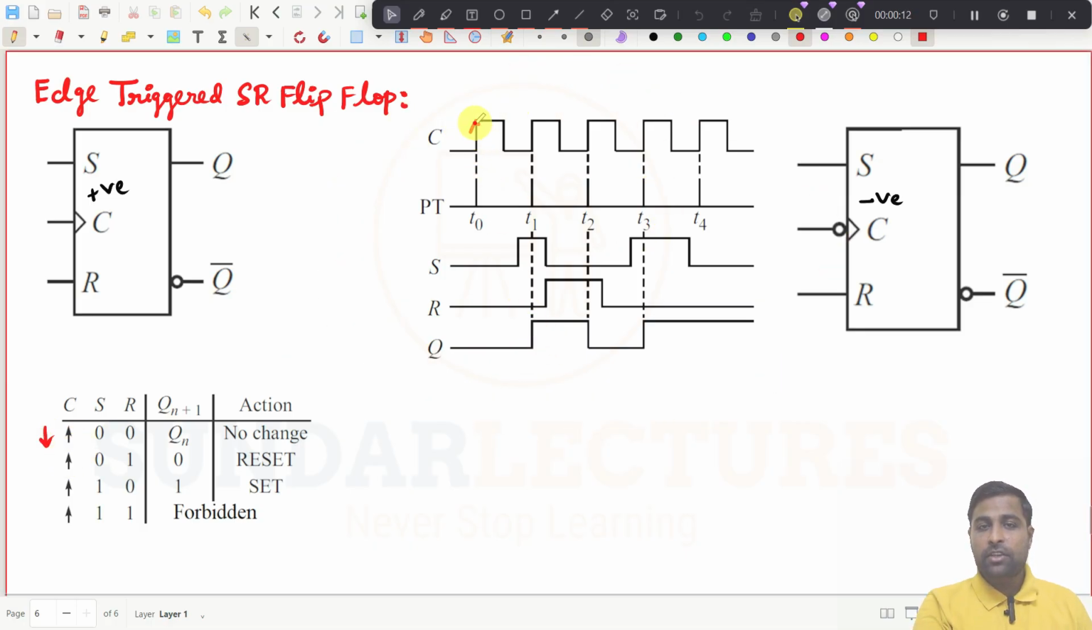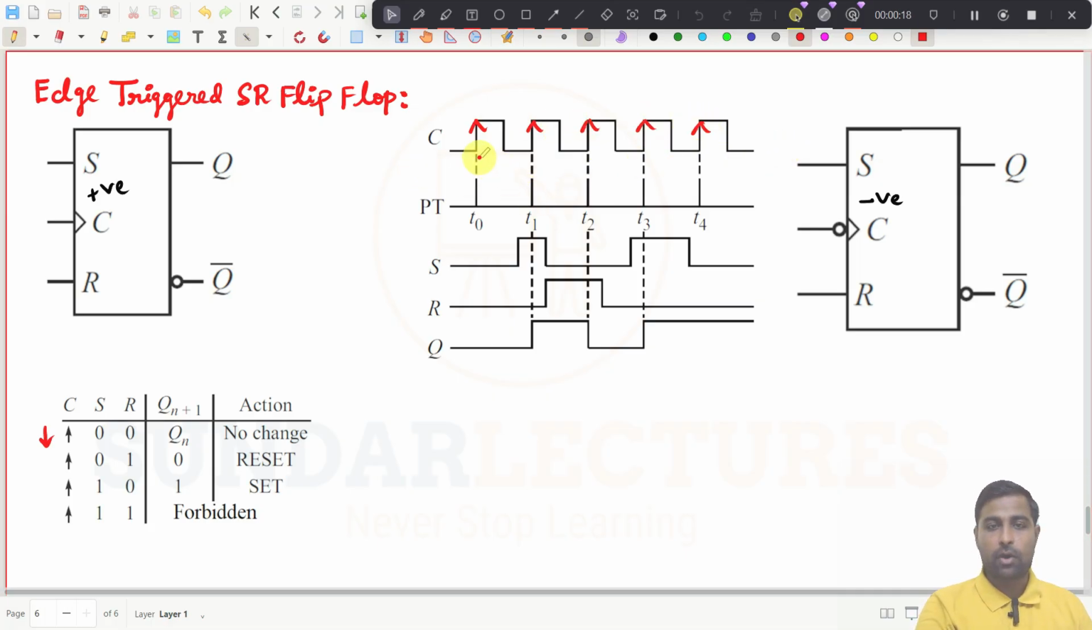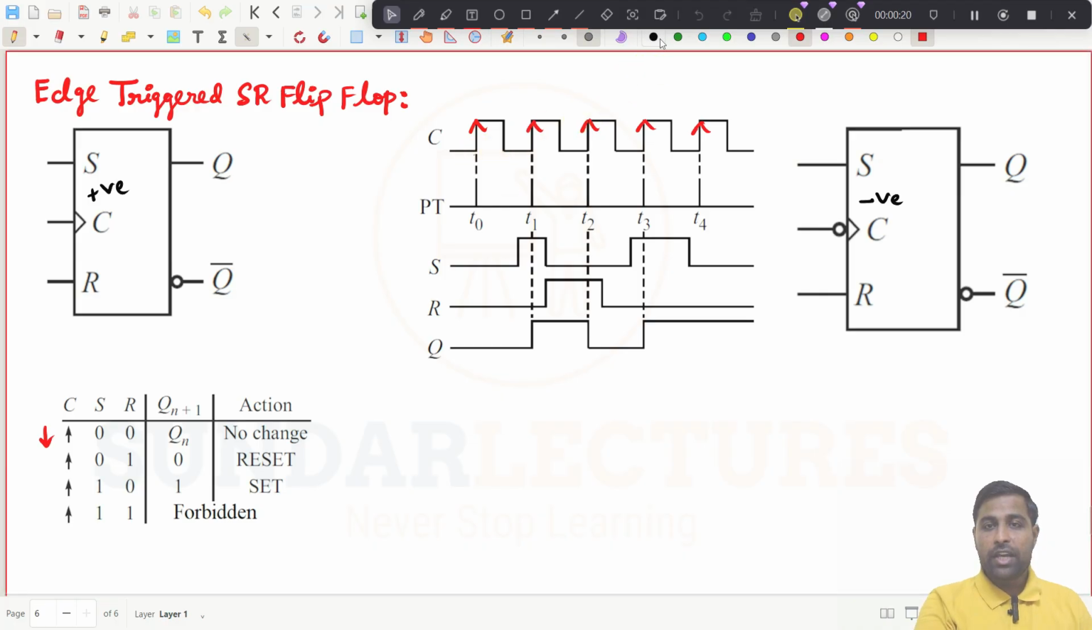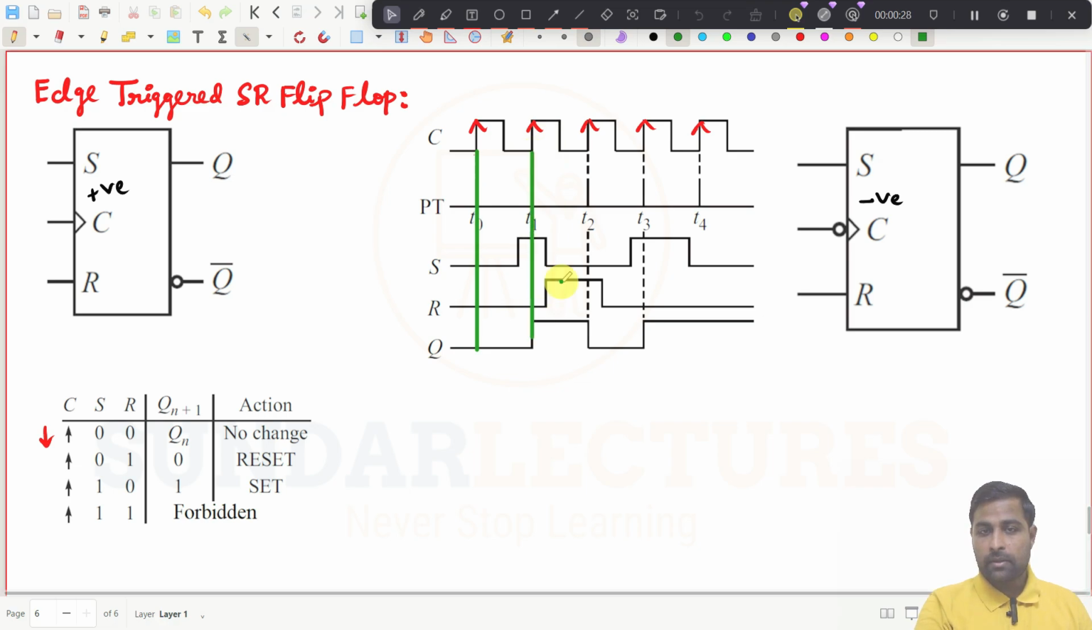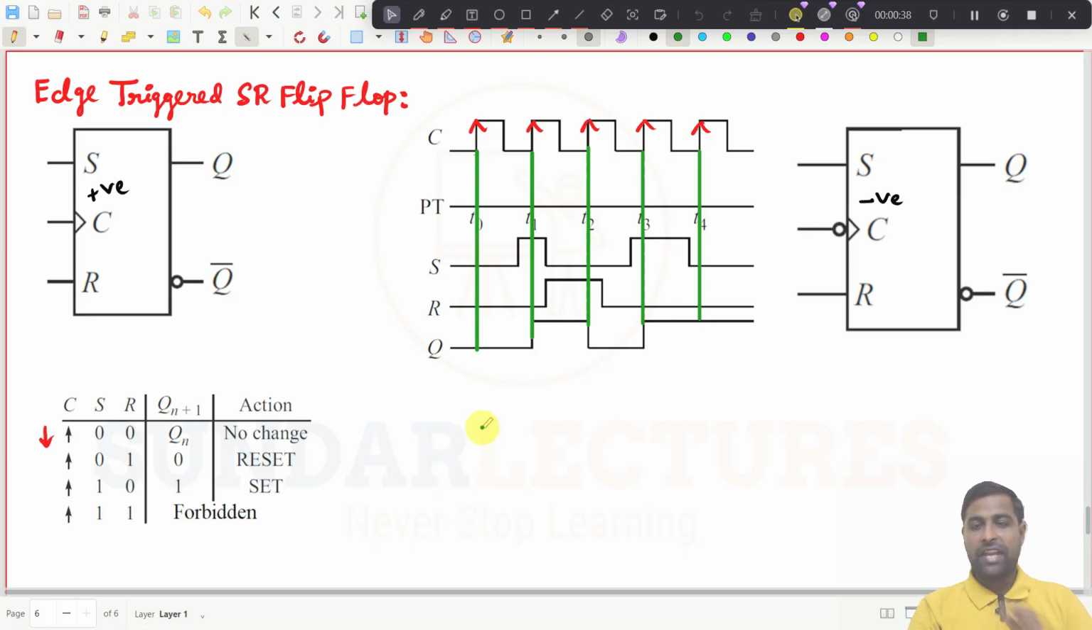Try to understand. So we have taken here positive edge trigger. So this is positive edge, positive edge, positive edge, positive edge, you have like this now. So what it will do now, it will check for this instant only, and this instant it will check, and this instant it will check, and this instant it is going to check. This is the idea, right?